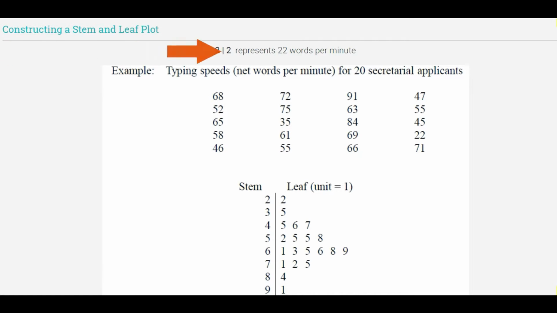And don't forget this key here. The symbol 2 bar 2 represents 22 words per minute.